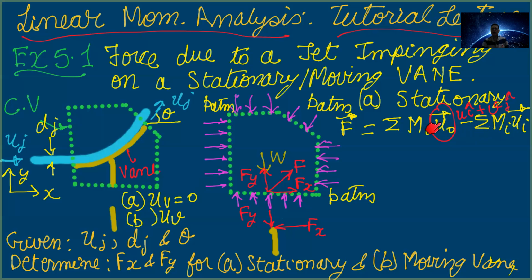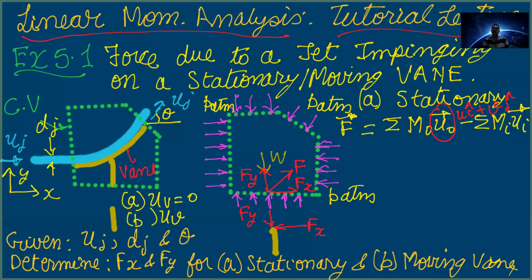Note that this velocity vector has two components, the horizontal component u and the vertical component v. So in 2D, this is ui plus vj. This equation represents the net force acting on the control volume, which is equal to the momentum flow rate leaving the control volume minus the momentum flow rate entering the control volume.